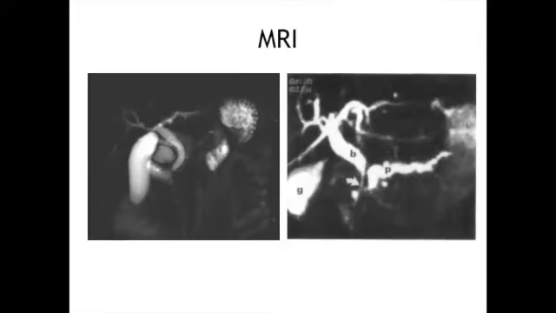The MRI will show the dilatation of the bile duct, intrahepatic stones, and the double duct sign I mentioned. In tumors, you can see a dilated pancreatic duct and a dilated bile duct.